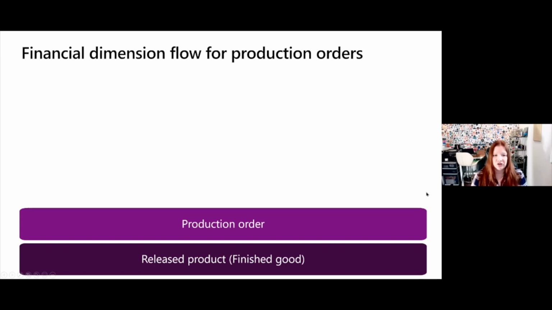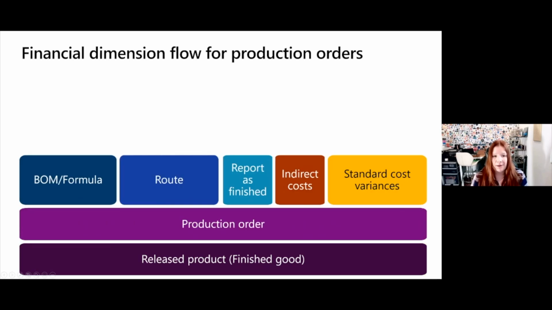Now, when the production order is created, a BOM or formula and route are copied to the production order. If you had specified a dimension on the finished good release product, this value is copied to all the BOM or formula and route lines, and thus the value on the production order wins, so to speak, and it's the dimension value that will be used for all future transactions on the production order.